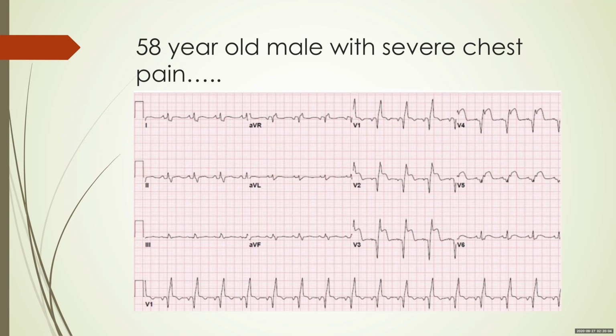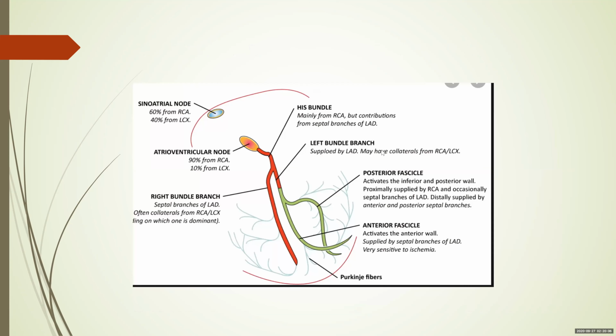So what does this signify? To understand this, you should know the blood supply of the right bundle branch. The right bundle is supplied mainly by the septal branches of the LAD. That is usually the first septal or the major septal. This is the main supply. And often you have a small twig which arises from the posterior descending artery, which may occur from the RCA or from the circumflex. But the main blood supply is from the septal branches of the LAD.